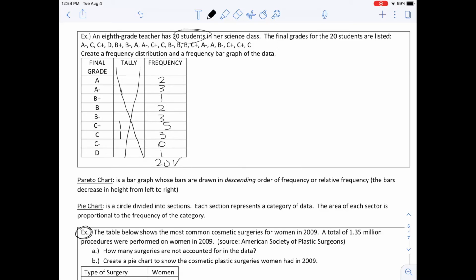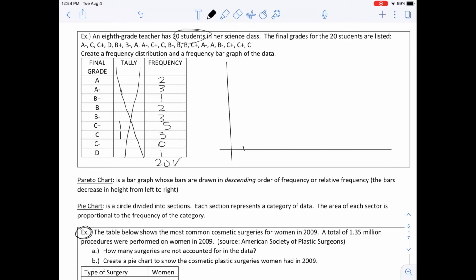So this one says to create a frequency distribution and a frequency bar graph of the data. So we already created our frequency distribution. And now we're going to go ahead and do our frequency bar graph. So go ahead and put a vertical line and a horizontal line. Our horizontal line is going to be our grades.